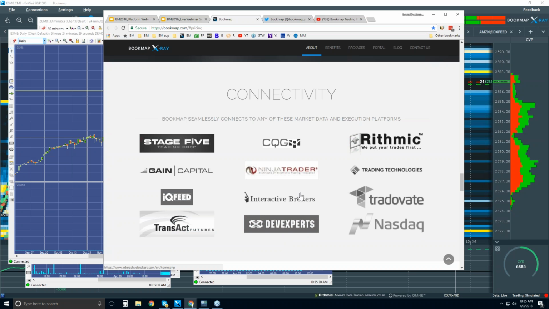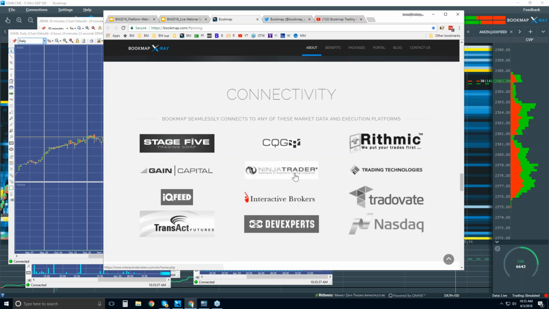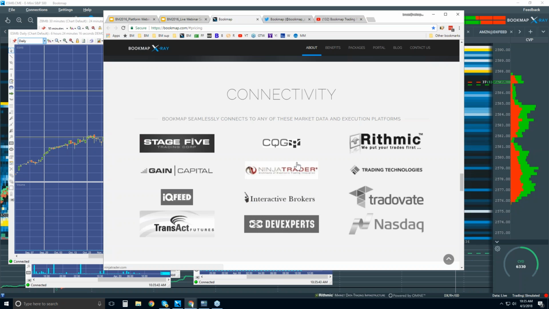You can see there's some other platforms up here as well. Ninja, TTX Trader Pro, and Interactive Brokers Trader Workstation. We connect via the API of these 3 platforms. But since we are a full platform ourselves, it is better to just connect directly to the data provider.